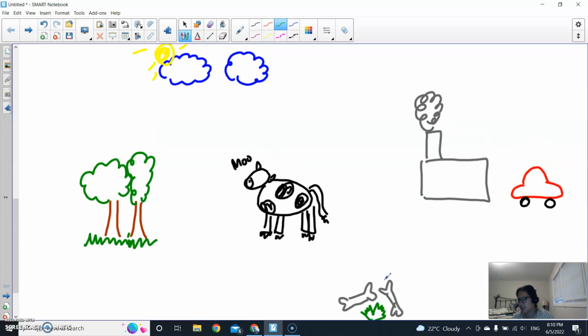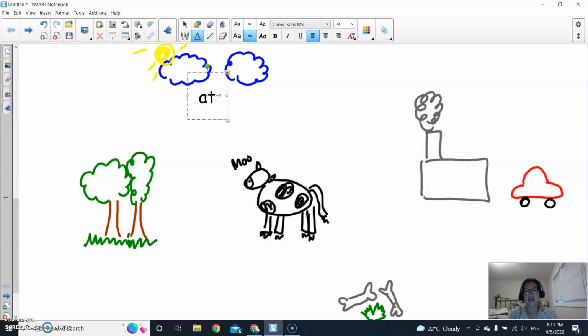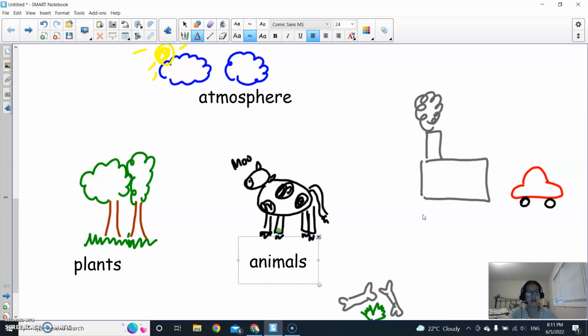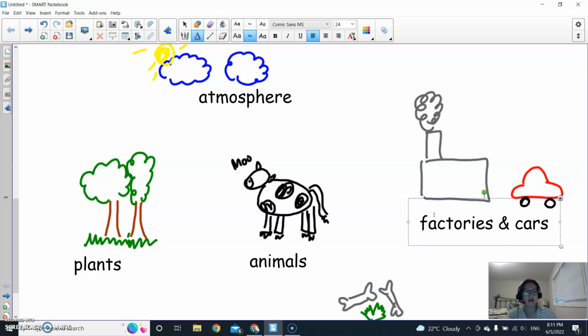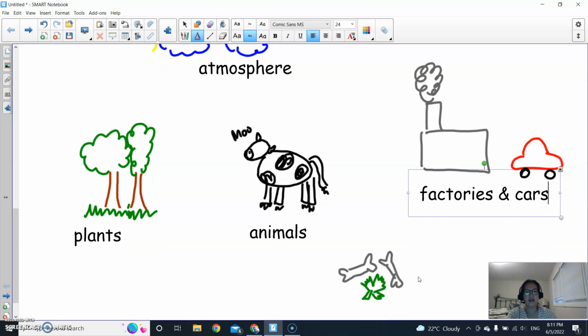Okay, and we're going to label these. So this is going to be the atmosphere. Okay, this is going to be plants. This is going to be animals. This is going to be factories and cars. And this at the bottom here will be fossil fuels. These are the key pictures that we need in order to complete our carbon cycle.